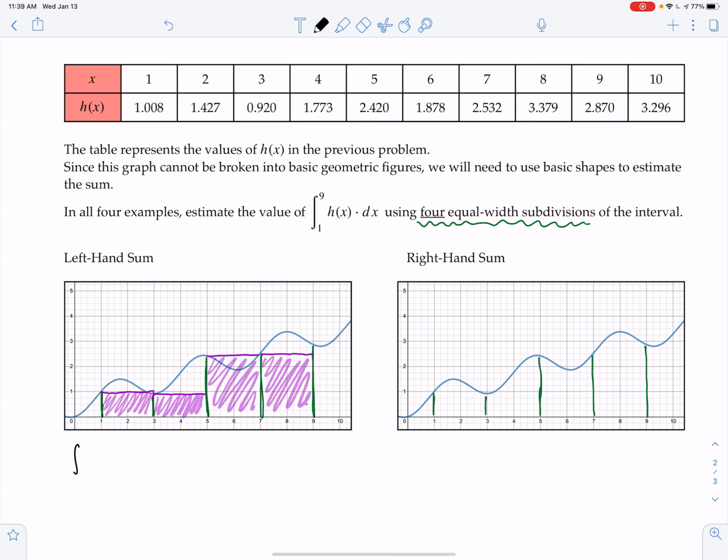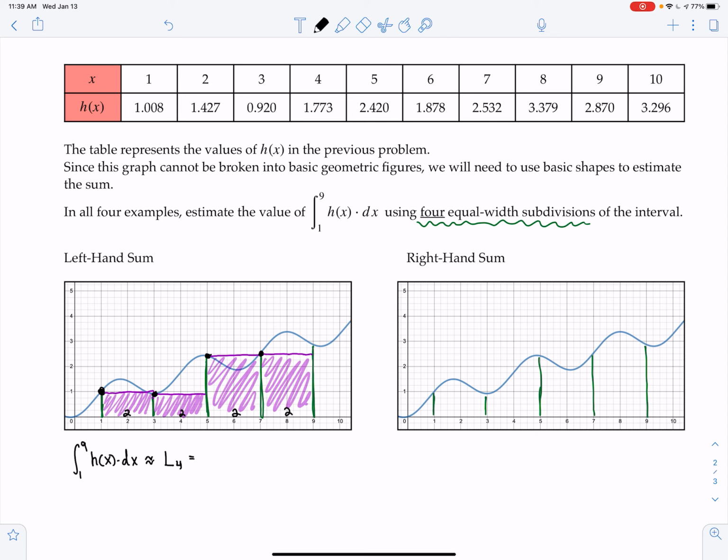We're going to say the integral from 1 to 9 of h of x dx. Be careful with your notation here. This is approximately equal to, and if it's a left-hand sum, we write L and the number of subintervals, 4, which is equal to... We're going to find the area of each of these rectangles. What we need from our table are the y values of these left-hand sides. And then each rectangle has a width of 2 units.